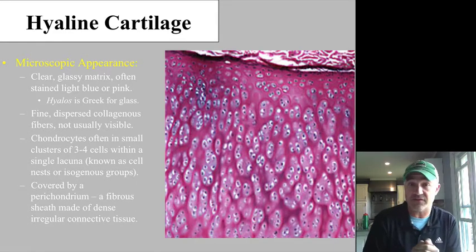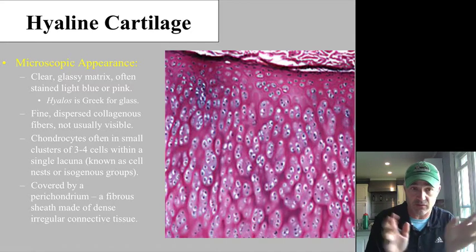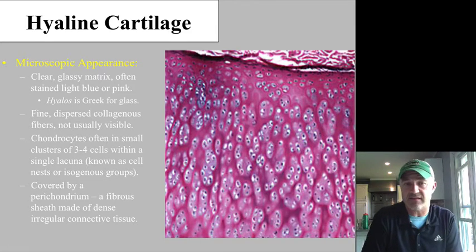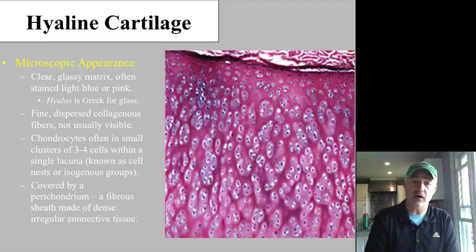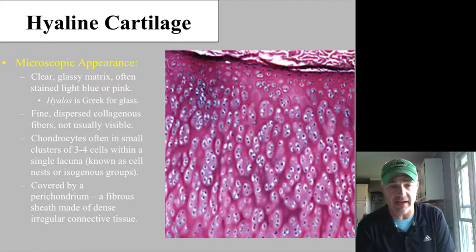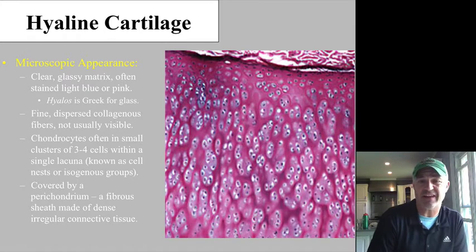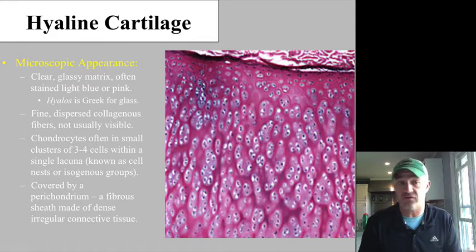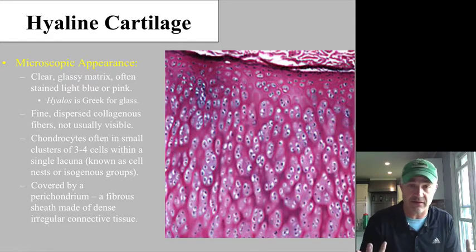This does have collagen fibers making up the base of it, making up the fibers that give it its structure, but the fibers are not particularly visible. You're not going to see visible fibers traveling through this. This one, along with elastic cartilage, are also surrounded by a sheath of irregular connective tissue called a perichondrium. Peri means around, chondro, cartilage, so around cartilage, it's a sheath around the cartilage.